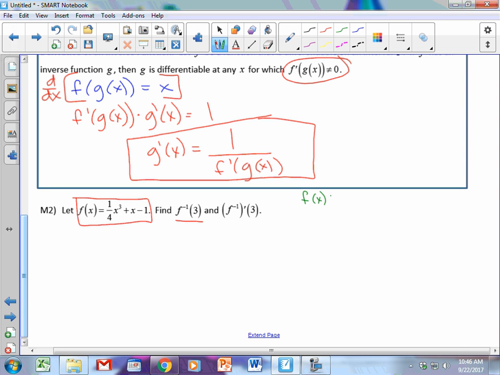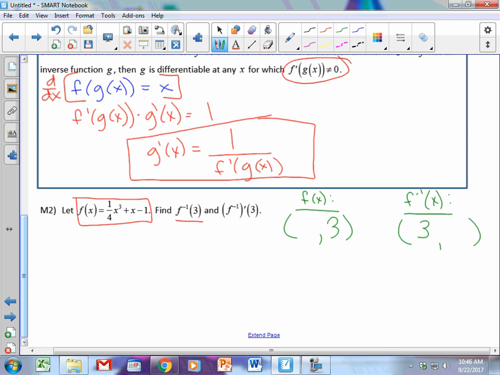So here's my f of x business. Here's my f inverse of x business. And sometimes I do this so that I don't get confused. Okay? So here's a coordinate, here's a coordinate. And so I'm asked to find f inverse of 3, right? So when x is 3 on the inverse, y is 3 on the regular.